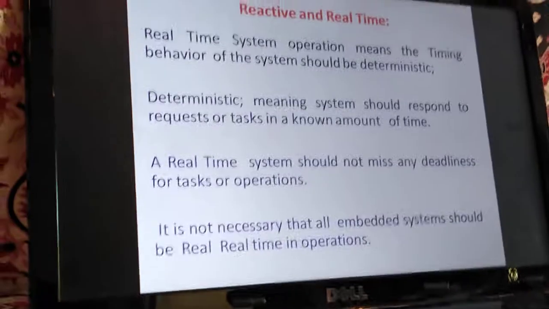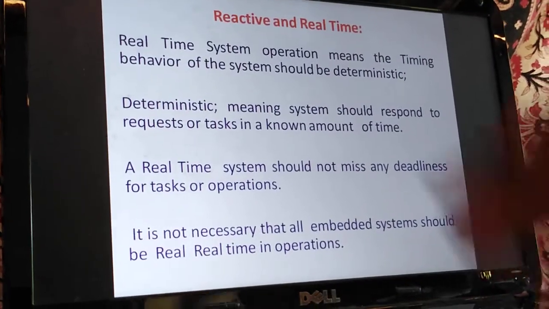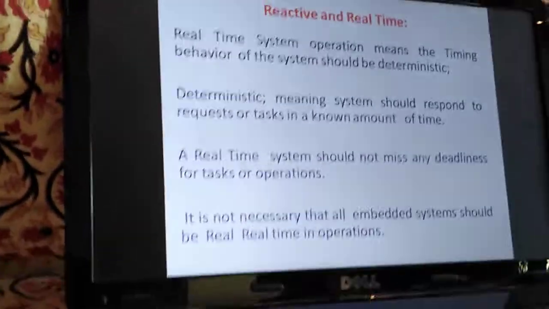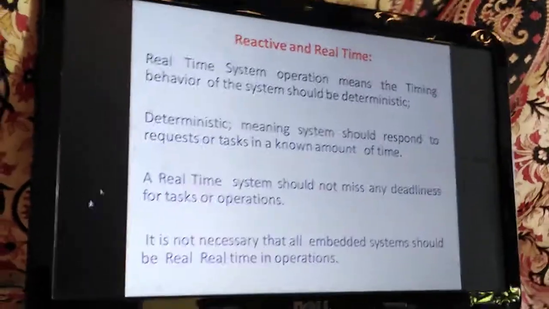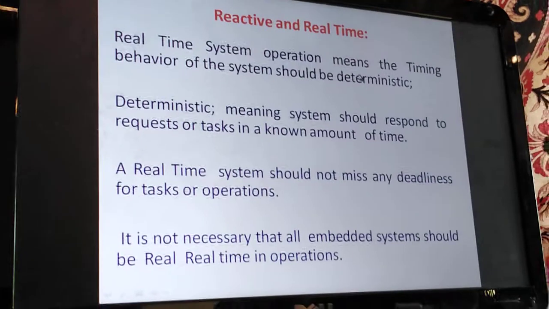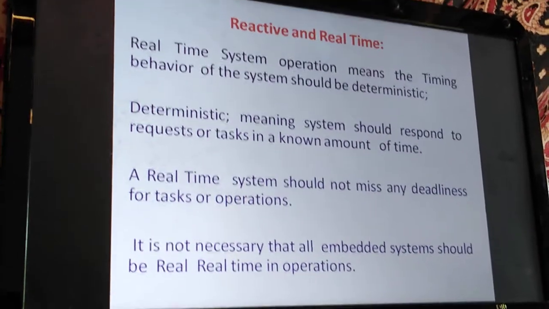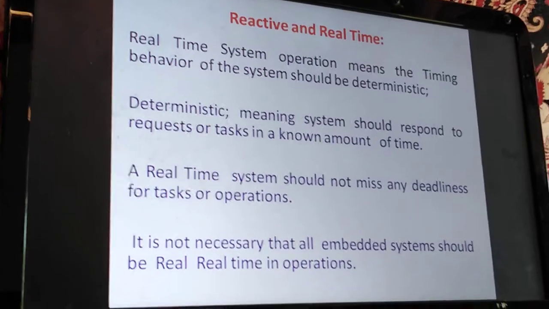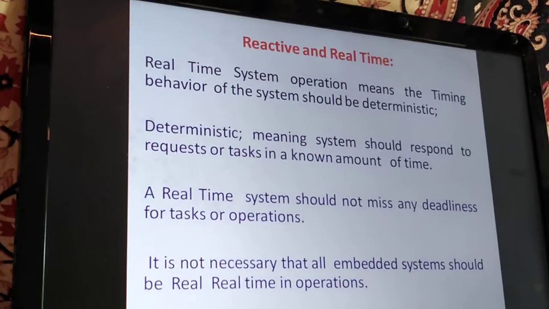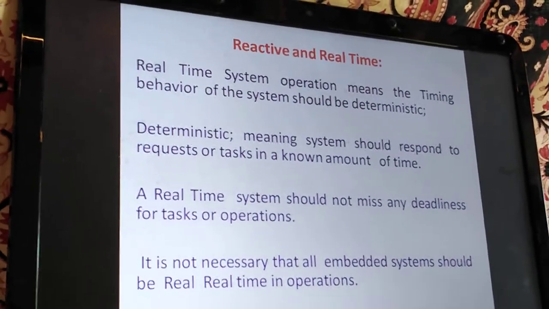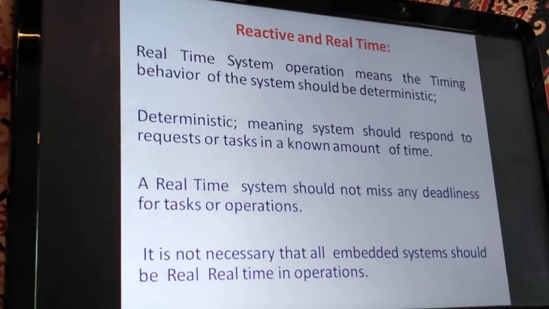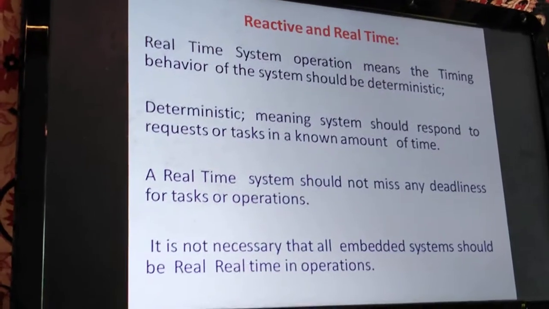Reactive and real time, so this is the continuation. Real-time system operation means the timing behavior of the system should be deterministic. For example, if you consider an ATM system, as soon as we insert our card, we expect a message to pop up on the screen, or it should ask for the password. Such a message should pop up within some determined time. Otherwise, the system will not work.